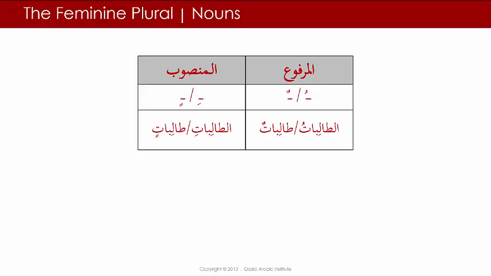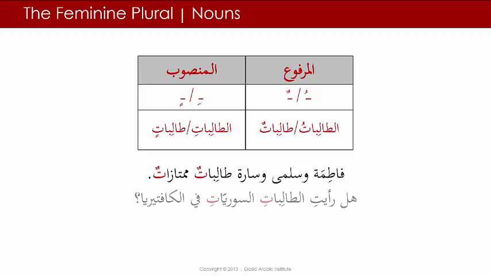For example, in the masculine plural, it would be at-tullaba and tullaban. But here we have at-talibati and talibatin. So here are some examples: Fatima wa Salma wa Sarah talibatun mumtazatun. Fatima and Salma and Sarah are excellent students, excellent female students. Notice all of them are female, so we use the feminine plural, and there are three or more. Notice talibatun is marfu' with dhamma tanween because it is a predicate.